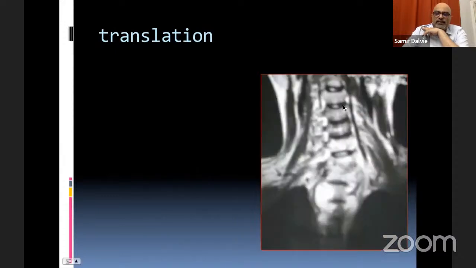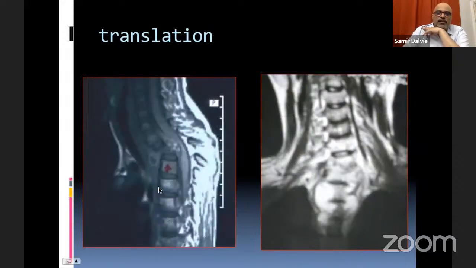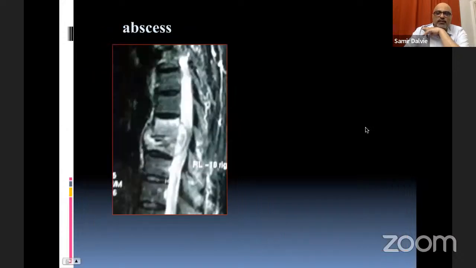And this is a translation. You can see this one column is here and one column is here. So the cord is getting translated. So the cause of the neurological deficit here is a translation of the column. Here again, there's a translation of the column. In addition to the soft tissue, the column is translated in front.